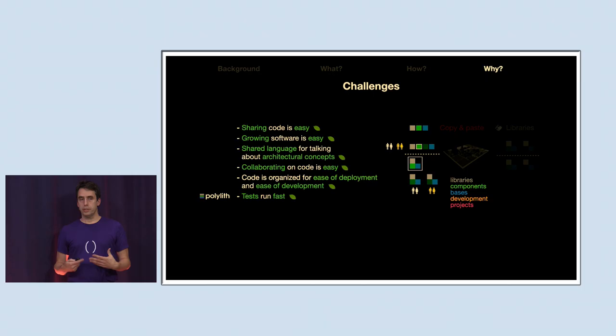And the same thing happens in your continuous integration server. It doesn't run all the tests, it only runs the tests it needs, so it speeds up the feedback loop everywhere.